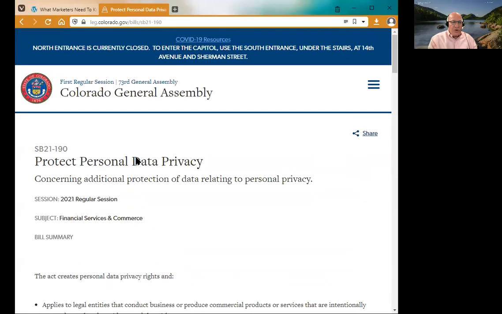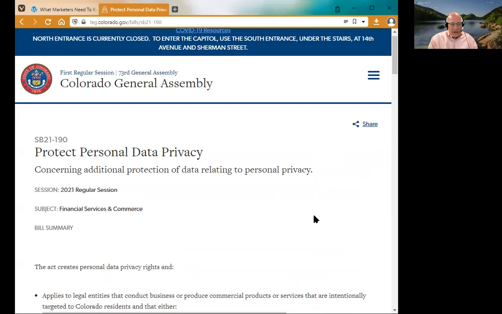Today I'm going to talk about state privacy laws, and in particular, the Colorado privacy law. That's the most recent state privacy law that has been passed. I'm going to share my screen real quick and show you a few things, and then I'm going to talk about it. So the Colorado law is Senate Bill 21-190, if you want to look it up.